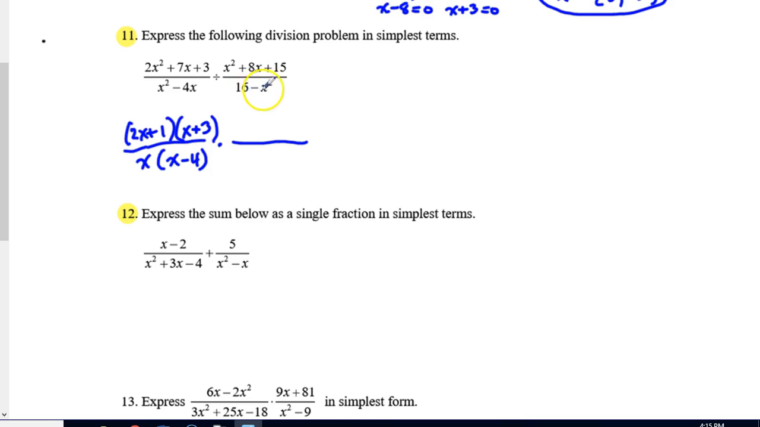Okay. I'm going to factor this denominator, 16 minus x squared, up in the numerator because I'm multiplying by the reciprocal. So this is a difference of two squares. Got to be careful about the order here. In subtraction, the order does matter. So make sure you write the 4 first. 4 plus x, 4 minus x. Finally, we have a nice easy one here, looking for two numbers that multiply to 15, add up to 8.